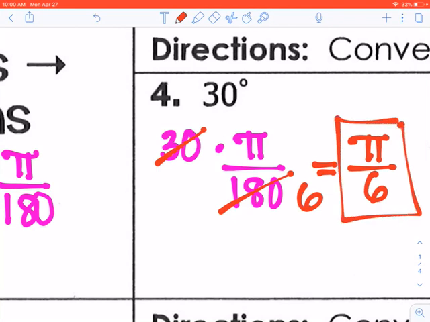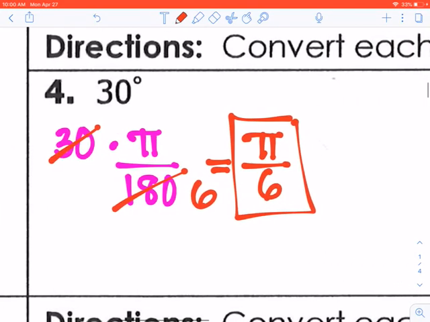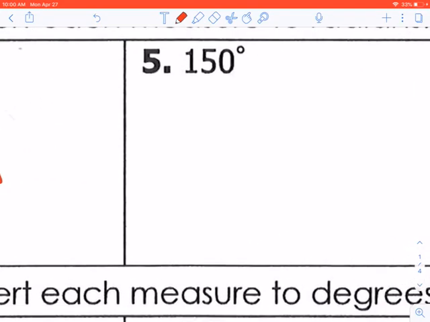You've just changed that 30 degrees to a length of pi over 6 radians. That's the arc length for a 30-degree angle, pi over 6. And because the pi is in there, we know that is the radian value. Okay? Let's try another one, 150 degrees.